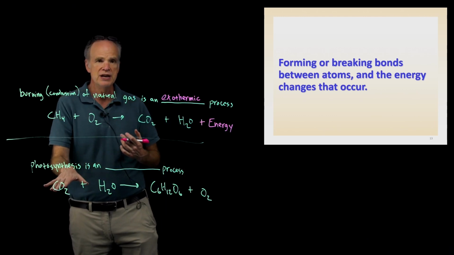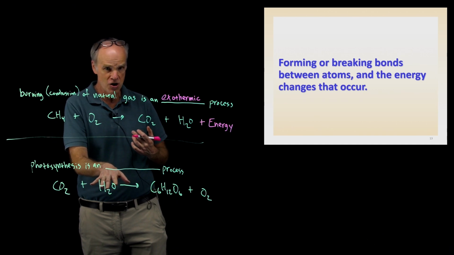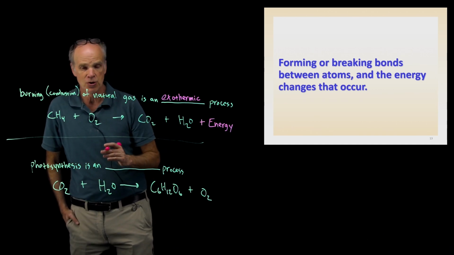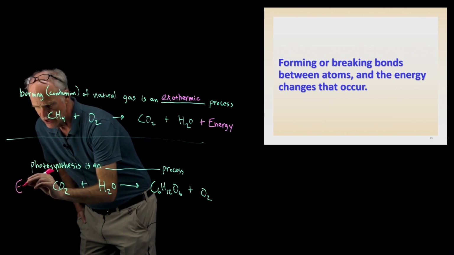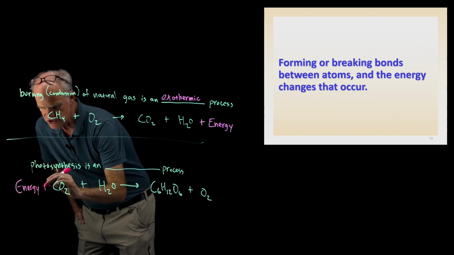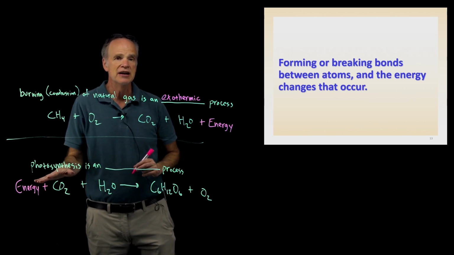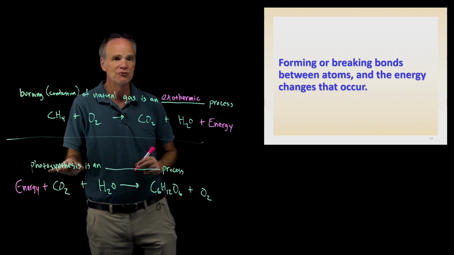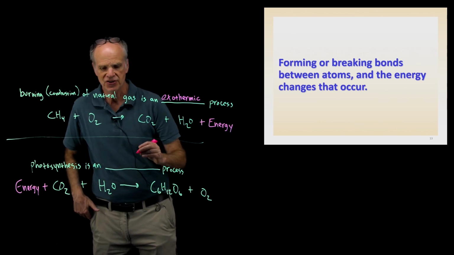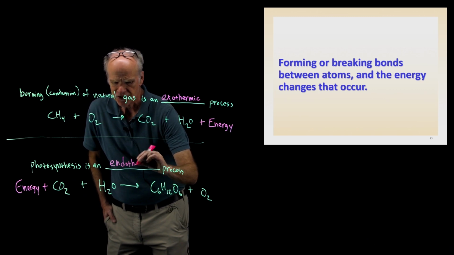So here we have a chemical reaction whose reactants must absorb energy for it to go. So if the reaction absorbs energy for it to go, then here as a reactant we have to write energy. When you have a chemical reaction that absorbs energy in the form of heat, this is called an endothermic process. And so photosynthesis here is an endothermic process.